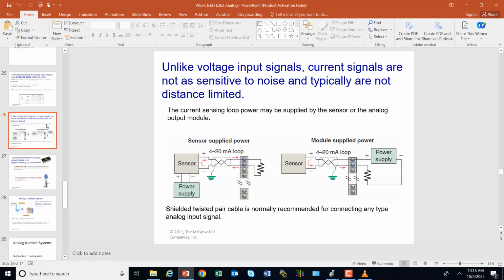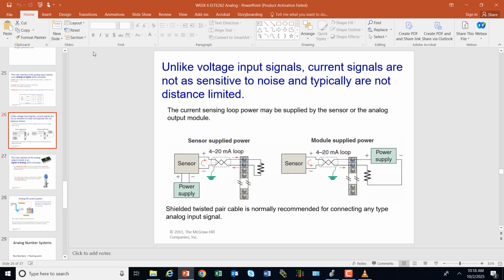Unlike voltage input signals, current signals are not as sensitive to noise and typically are not distance limited. So if you want a 4 to 20 milliamp sensor, the benefits are that if you get noise in digital, it's probably not a big deal because it's just on or off. It's just sensing current. But if you get noise on your analog signal, that noise is going to mess with that signal, and especially if you have a high resolution, it's going to really screw up what you're reading and the numbers that you're getting, right?